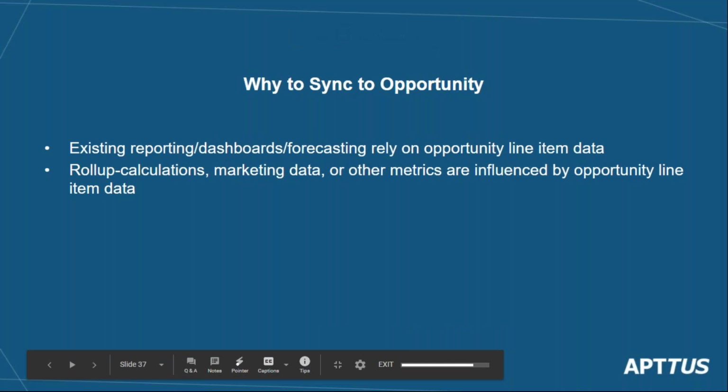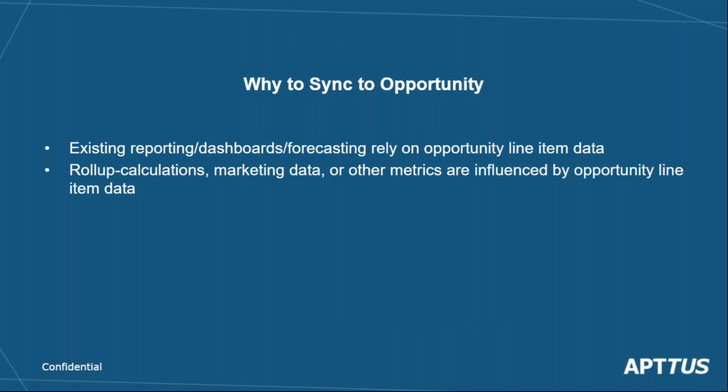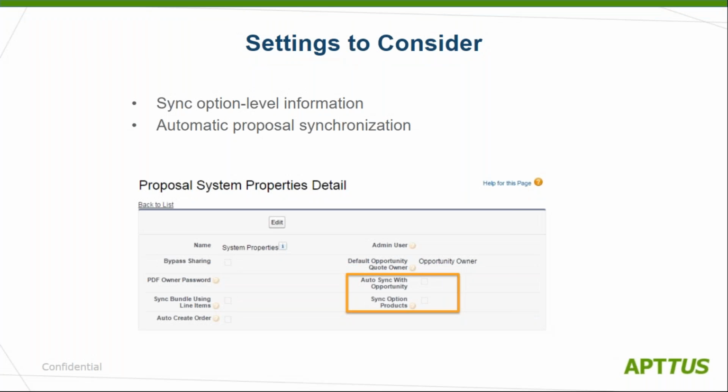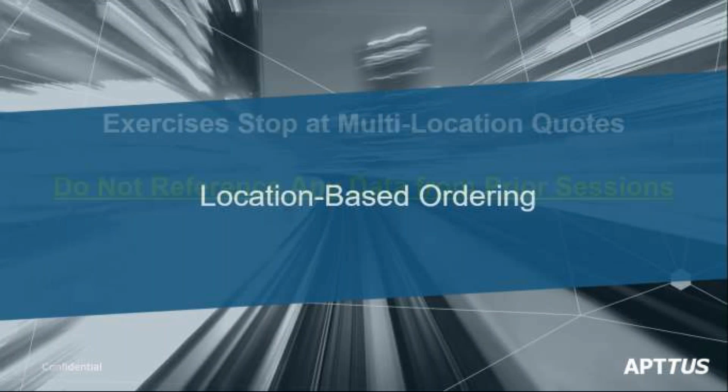So why sync to opportunity? Existing reporting, dashboards, forecasting, all of that relies on opportunity line item data, and also roll-up calculations, marketing data, or other metrics are influenced by opportunity line item data. That is why we can push all the data coming from Apttus to the opportunity and then use it accordingly. So auto sync with opportunity and sync option products are the two proposal settings.